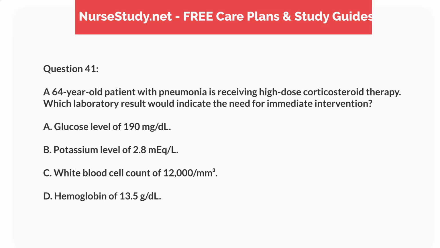Question 41. A 64-year-old patient with pneumonia is receiving high-dose corticosteroid therapy. Which laboratory result would indicate the need for immediate intervention? A. Glucose level of 190 mg per deciliter. B. Potassium level of 2.8 milliequivalent per liter. C. White blood cell count of 12,000. D. Hemoglobin of 13.5 grams per deciliter.